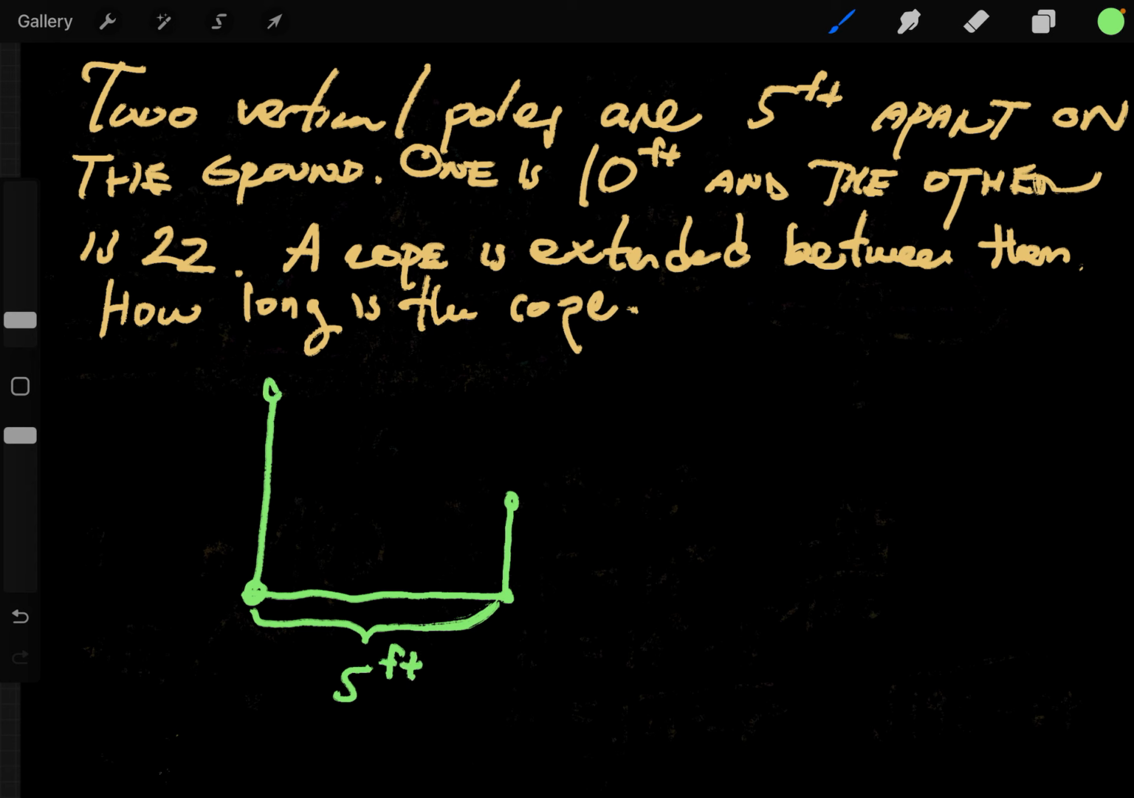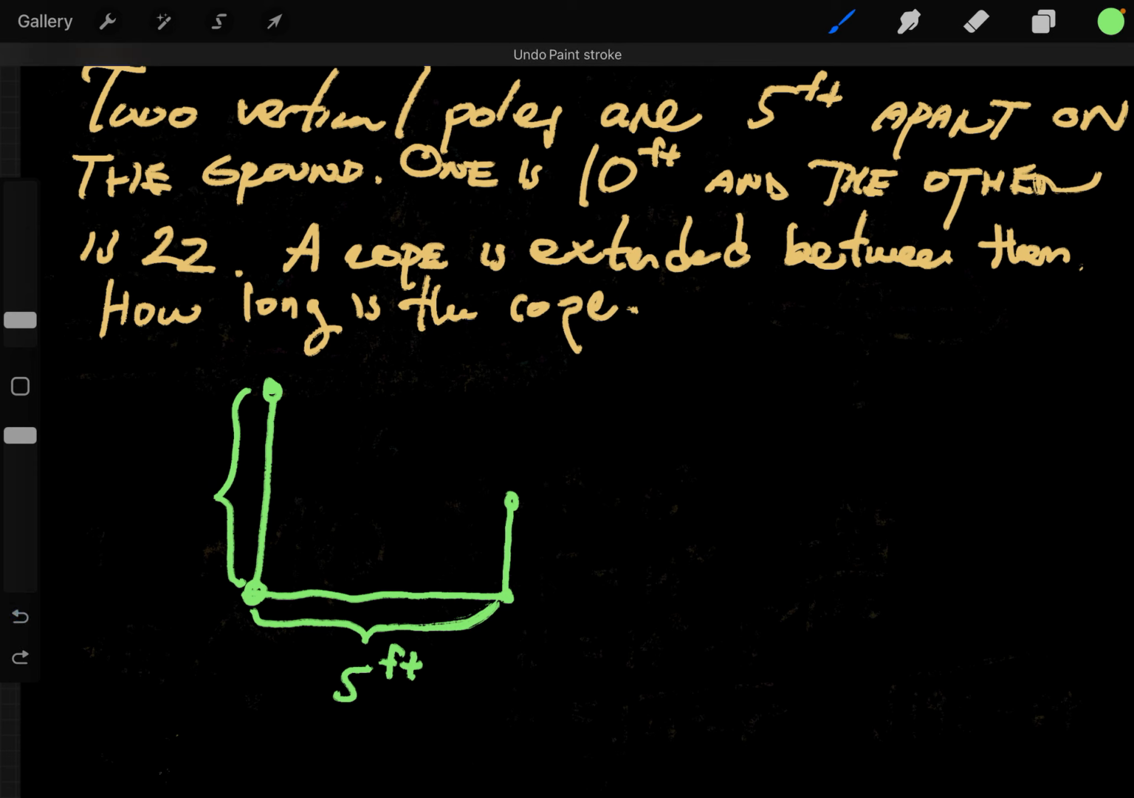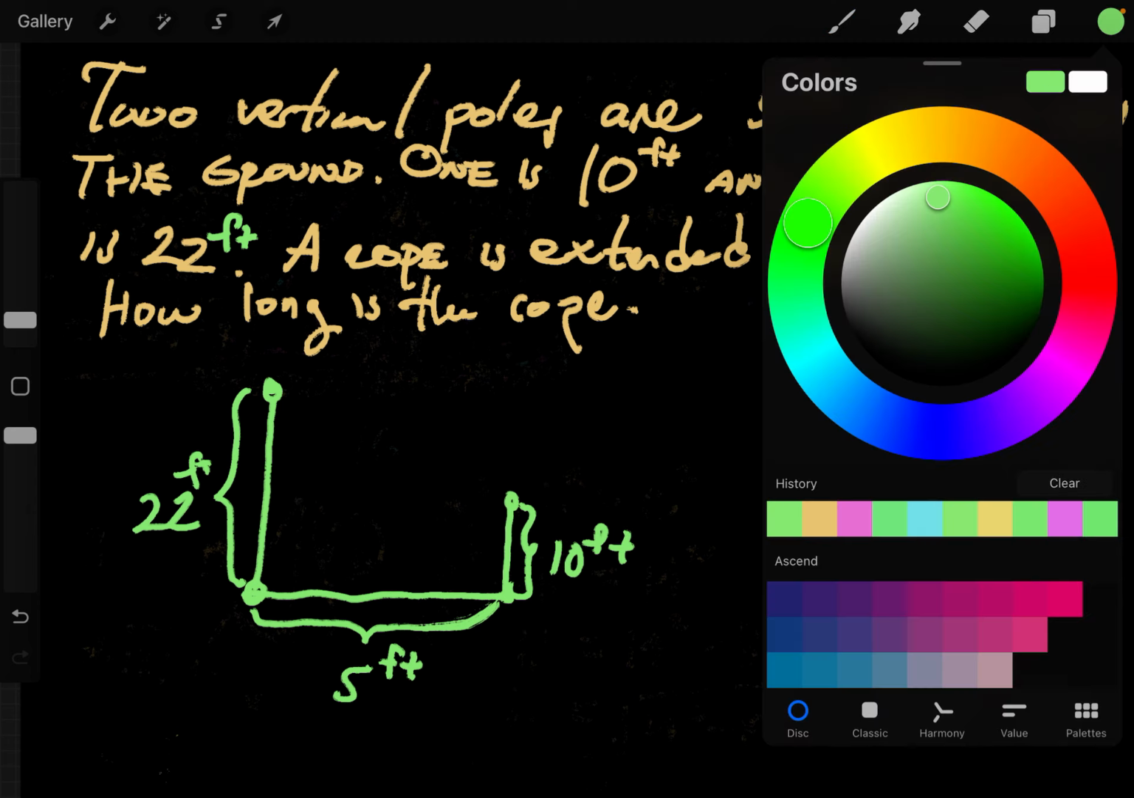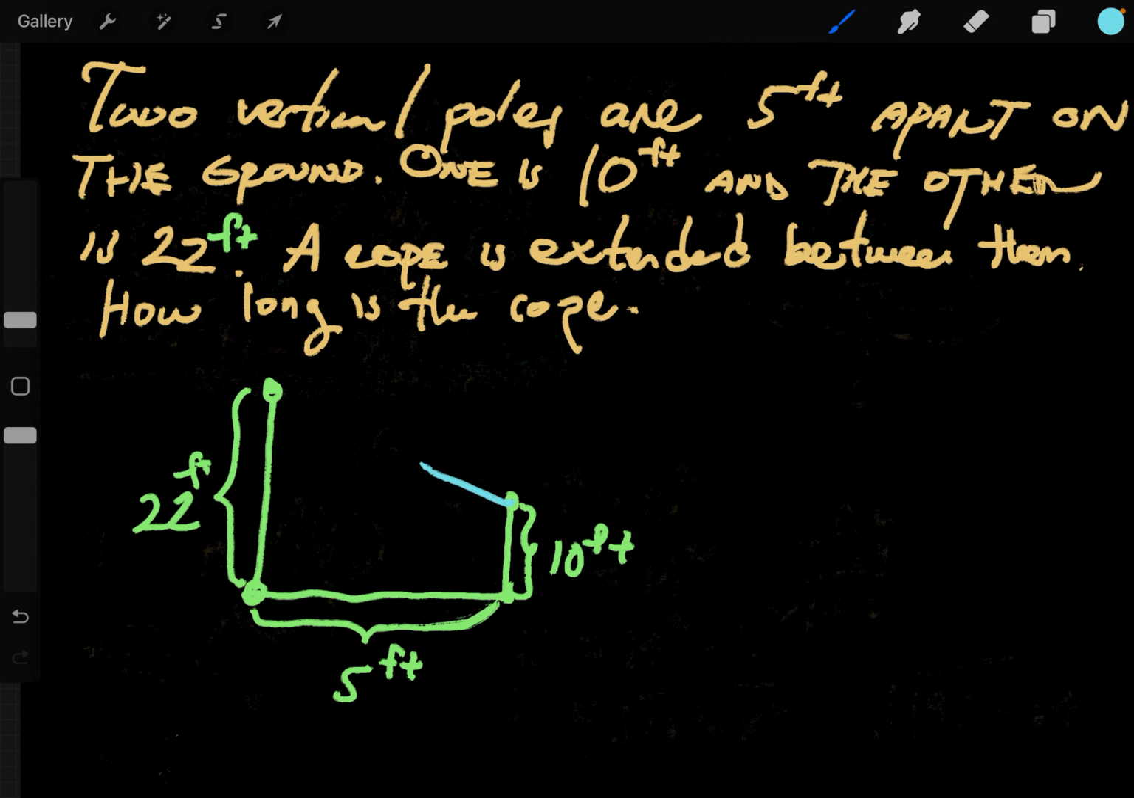One is 10 feet tall, so this is 10 feet right here. And then the other is 22 feet. So the taller one is 22, so this is 22 feet. And then the other one is 10 feet. Then we have this rope, which is the key. This is what we want to find. We want to find the distance, this length of this rope.